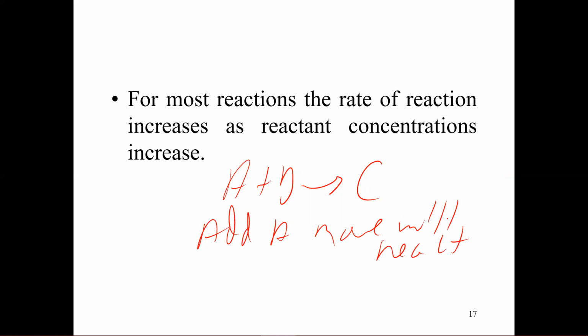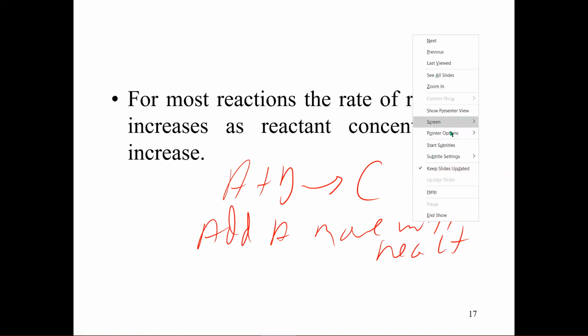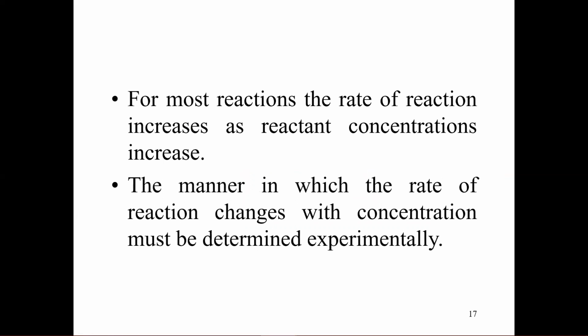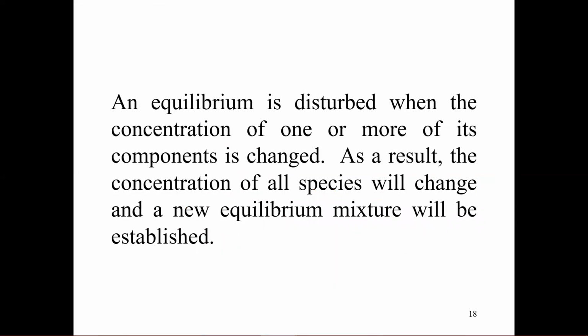Okay? So basically, you have more going to the right if you add A, or if you add more B, more will react. The manner in which the rate of concentration changes to the constant must be determined experimentally. An equilibrium is disturbed when the concentration of one or more of its components is changed. As a result, the concentration of all the species will change and a new equilibrium mixture will be established.